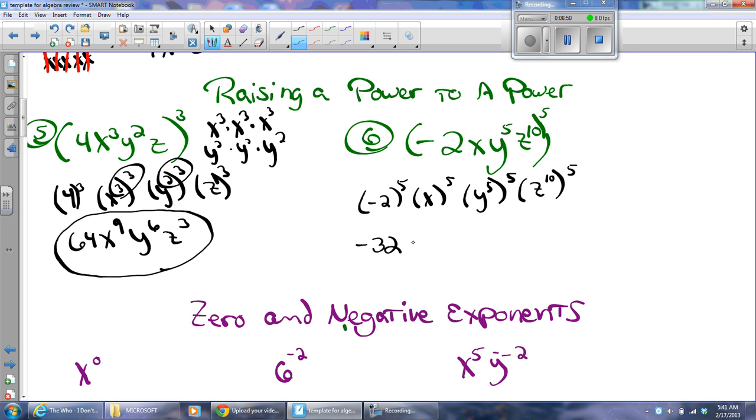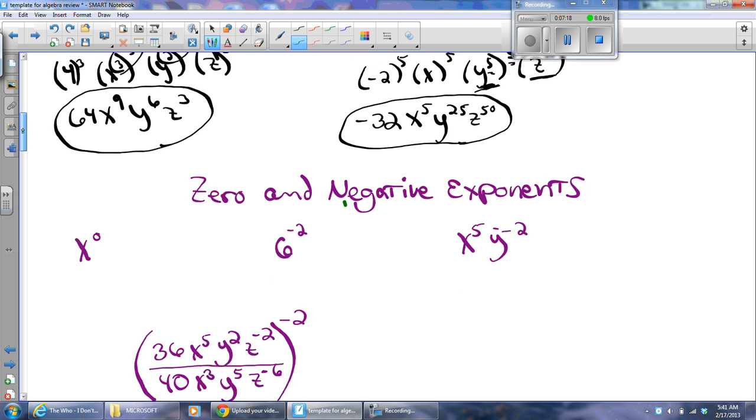X to the power of the 5th will be x to the 5th. Y to the 5th, there will be 5 y to the 5ths. This 5 tells me there's going to be 5 of these guys. So that's going to be y to the 25th. And then there's going to be 5 z to the 10ths. And that'll be z to the 50th. And there we go. Powers to a powers are quite simple.